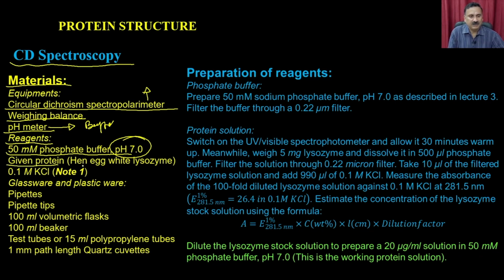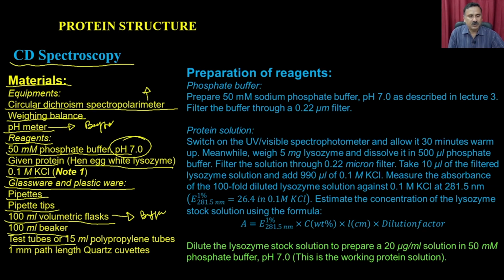For example, in this case, we have taken hen egg white lysozyme. Then we require 0.1 molar KCl. You require different types of glassware and plasticware, such as pipettes, pipette tips, and a 100 ml volumetric flask, which you can use for preparing the buffer. Then you require a 100 ml beaker, test tubes or 15 ml polypropylene tubes, and a 1 mm path length quartz cuvette.